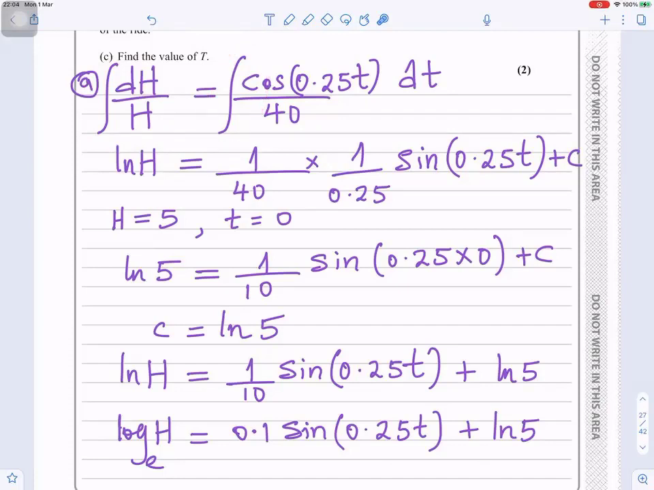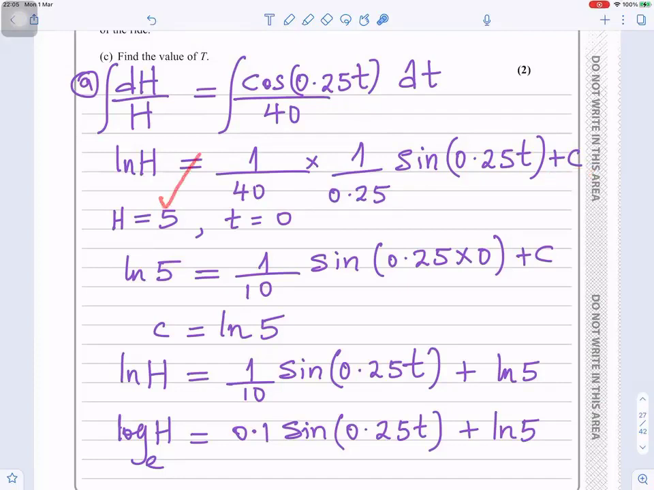So when you integrate 1 over h, you get ln h. And you have 1 over 40, which you can take out of the integral sign. And then you integrate cos 0.25t. Differentiate 0.25t, that gives you 0.25. So you divide by 0.25. And then the integral of cos is sine. So 1 over 0.25 sine 0.25t plus c. Don't forget the constant of integration.